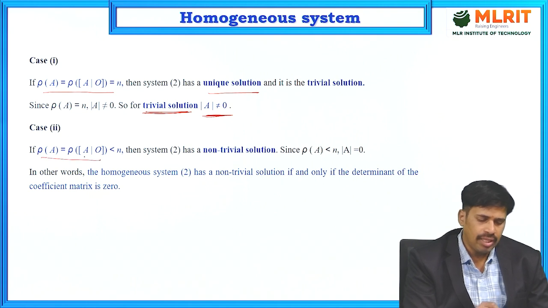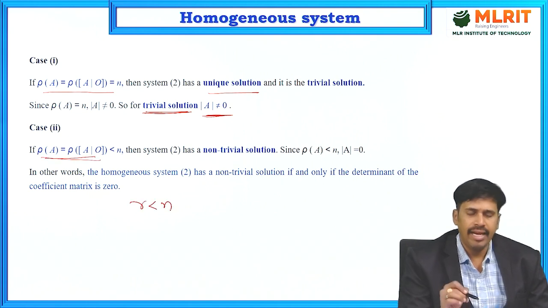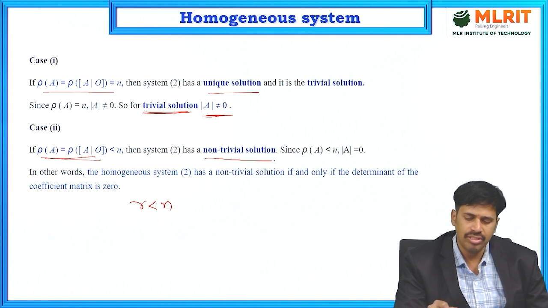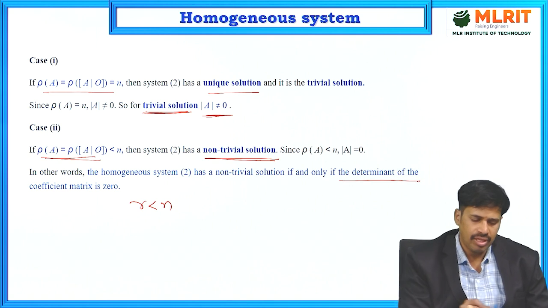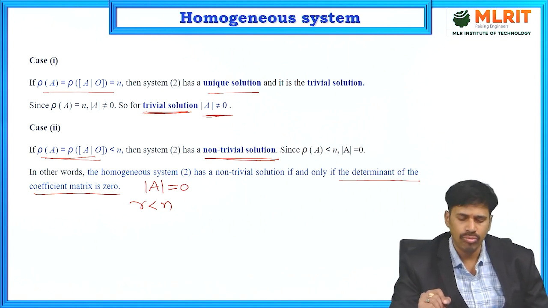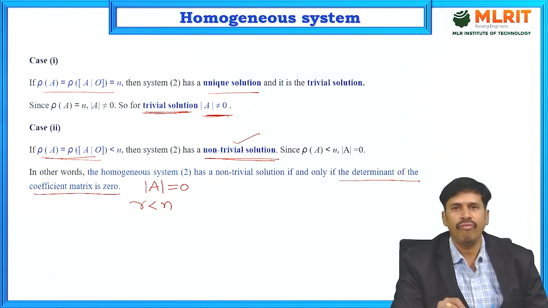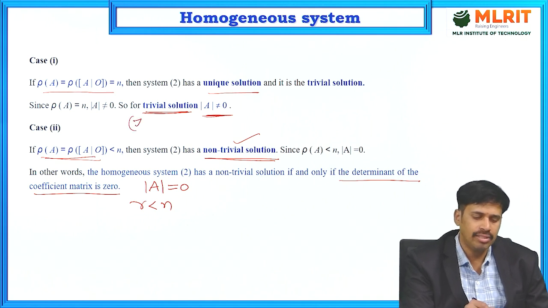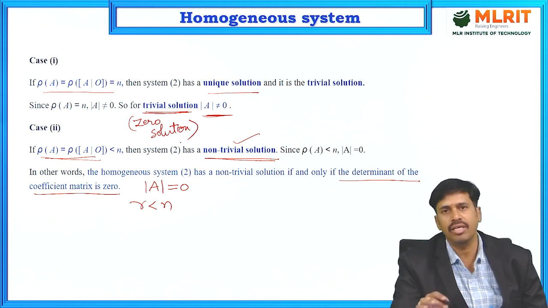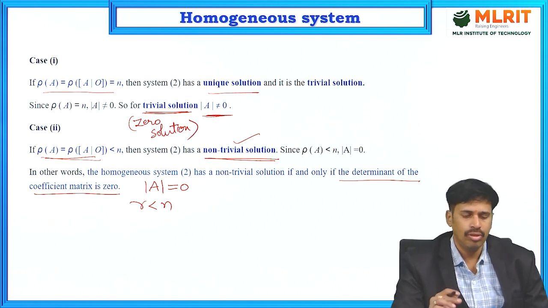Case 2. Both the ranks are equal but r is less than n, then we say that the system of equations has a non-trivial solution. In that case, non-trivial solutions exist if the determinant of the coefficient matrix is 0. If the determinant is 0, then we have an infinite number of solutions, which is also called the non-trivial solution. If the determinant is not equal to 0, we have the trivial solution, also called the zero solution, where all the variables x equal to 0, y equal to 0, z equal to 0. Only these are the two cases.